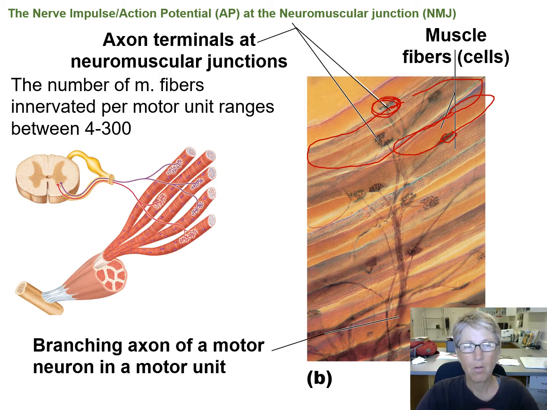And the number of muscle fibers that you could innervate, remember the muscle fibers are also called the muscle cells. So the number of muscle fibers or cells innervated per motor unit ranges between 4 and 300. So in this cartoon, the purple motor neuron's axon innervates 1, 2, 3 muscle cells, but you could innervate potentially up to 300 muscle cells with just one motor neuron.